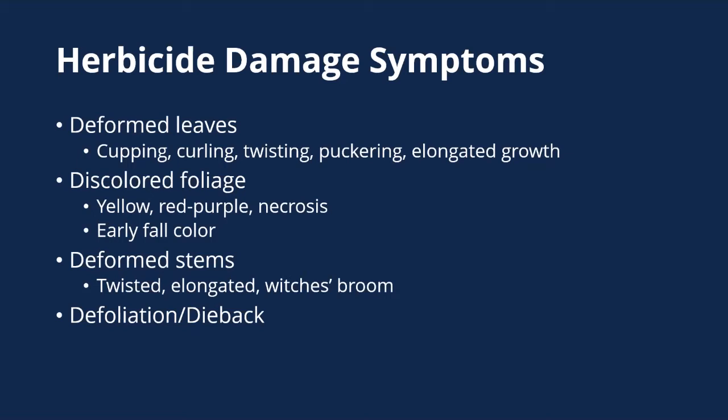The foliage can also be discolored. Red, purple is a common coloration, yellow. You can see a lot of necrosis or just death of the leaf tissue. And then sometimes it almost looks like the onset of early fall color. You can have deformed stems, twisted stems, very elongated stems, or the formation of witch's brooms, which of course is just clusters of a bunch of small stems together. And then you can get just total defoliation or even dieback due to herbicide damage.